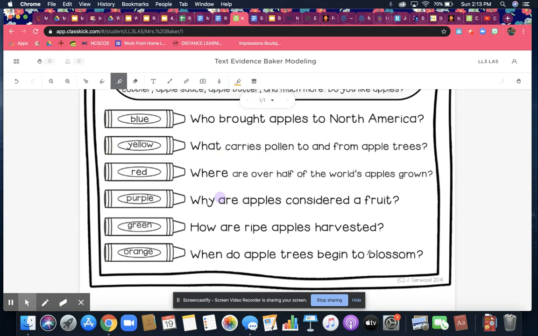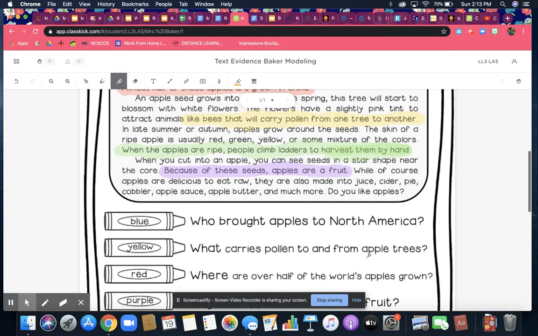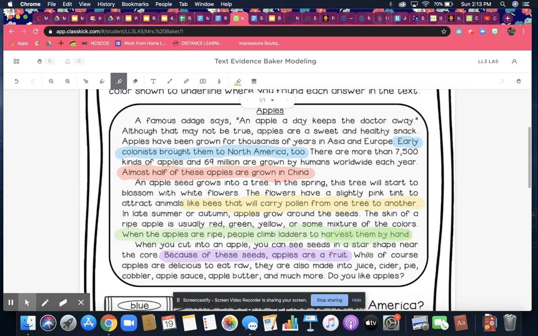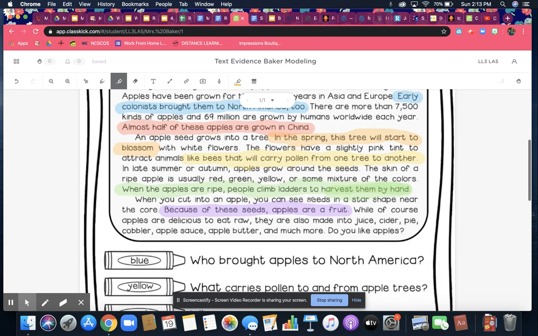When do apple trees begin to blossom? So I need to look for that word blossom. That keyword's going to help me not have to read them all back. An apple seed grows into a tree. In the spring, this tree will start to blossom.